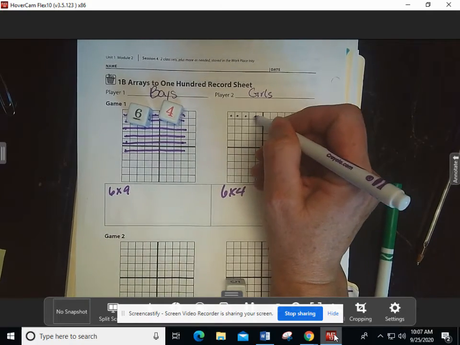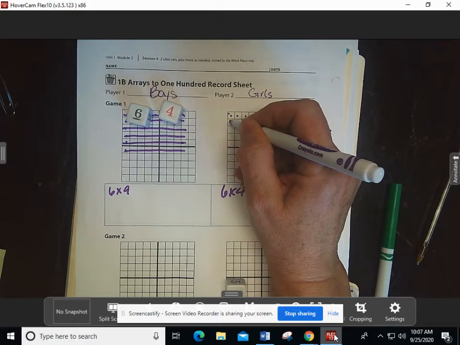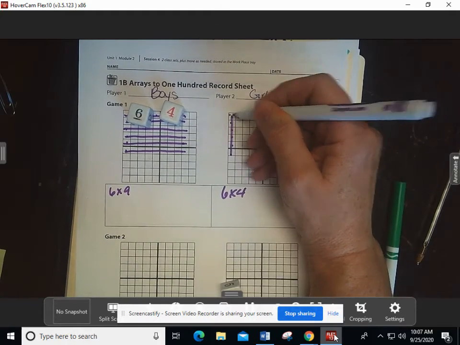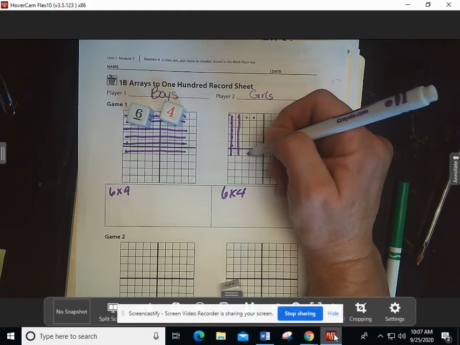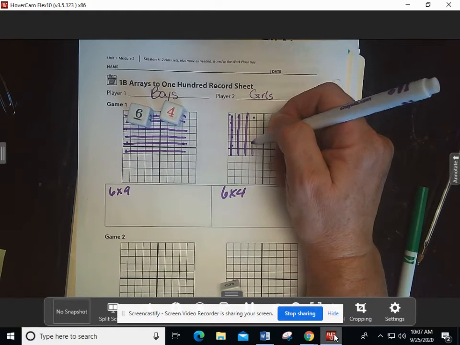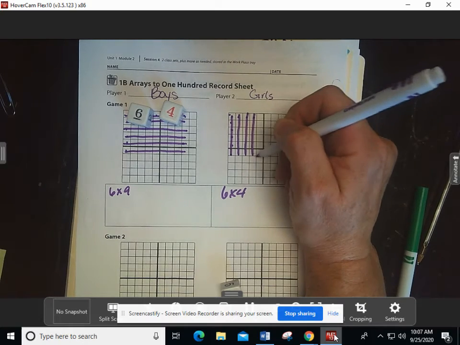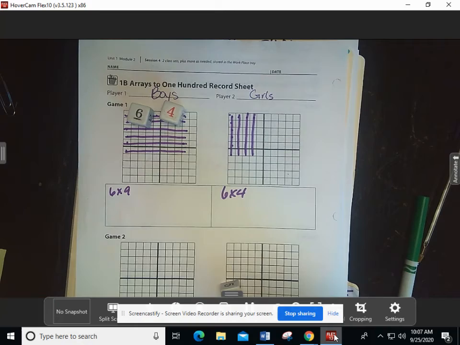1, 2, 3, 4. 1, 2, 3, 4, 5, 6. So I guess I'm going to go from this way, because then I can see better what I have to mark. If I start at the dot, I don't know where to stop. But if I know where I have to start, it's easy to see where to stop.